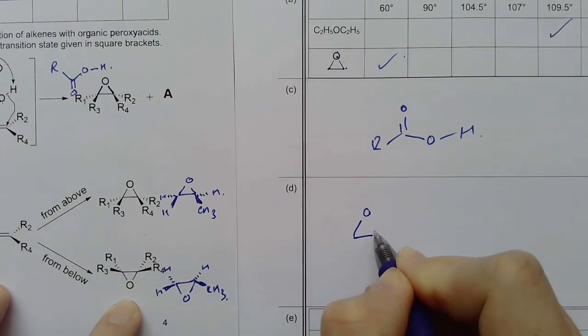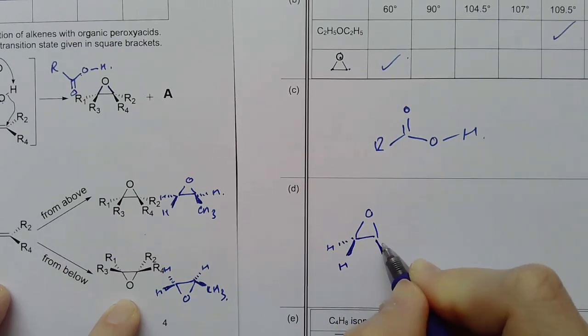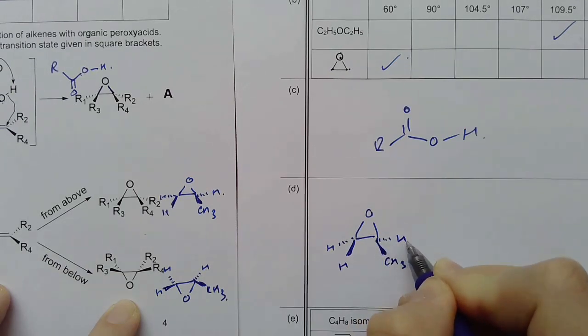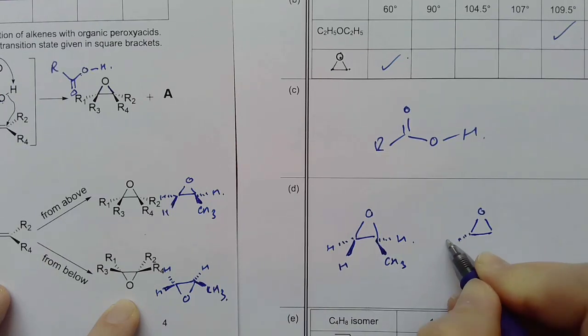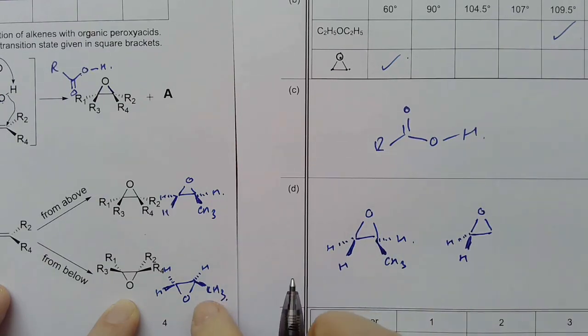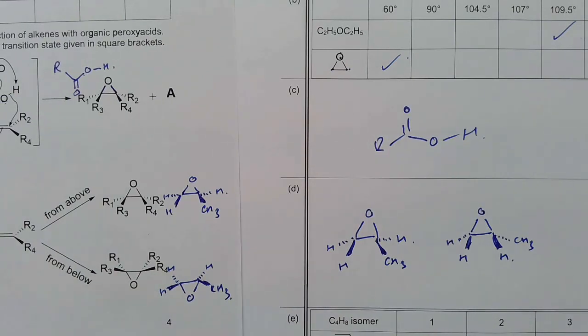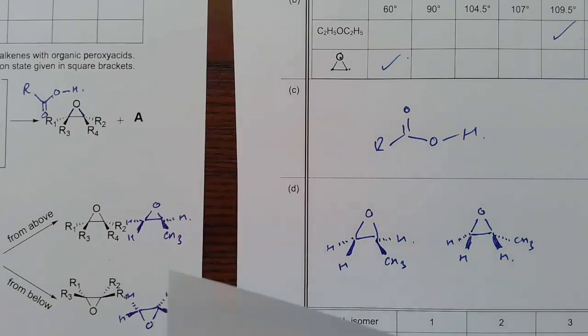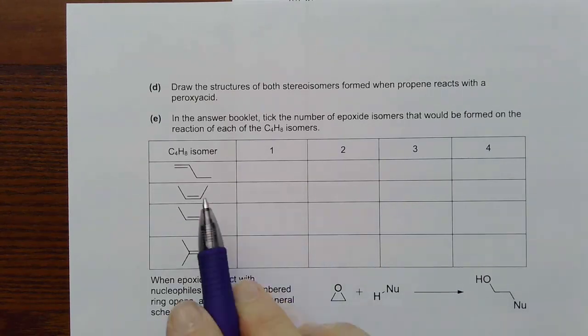So I'm going to have my first one, no change. And then I'm going to rotate this one up to give me, obviously nothing happens there, but this CH3 that's pointing out of the paper here is going to be pointing into the paper. Like that. Okay, so those are my two isomers. Okay, so now we move on to part E, where we're asked to deduce the number of isomers formed from each of the four following.